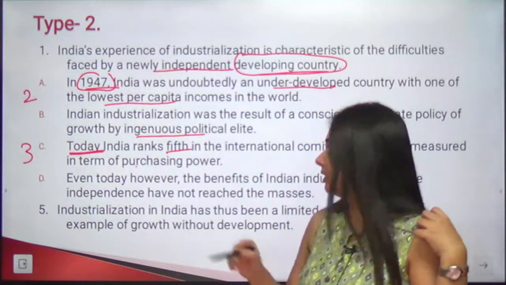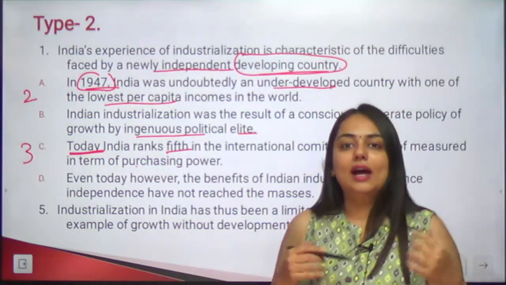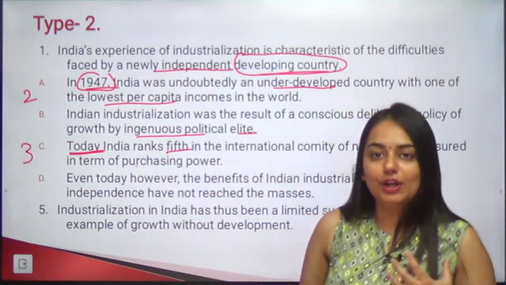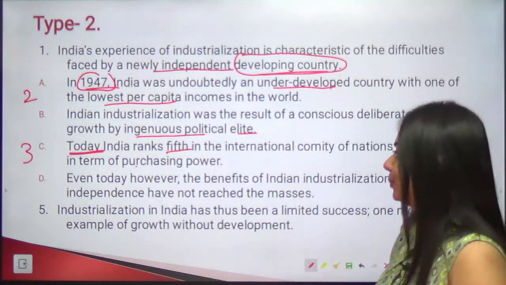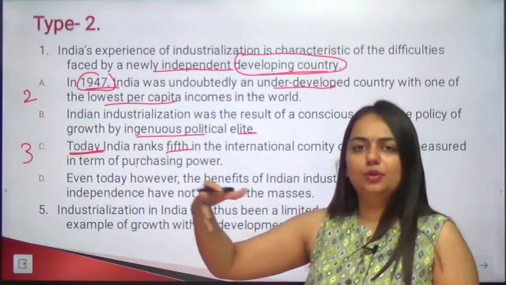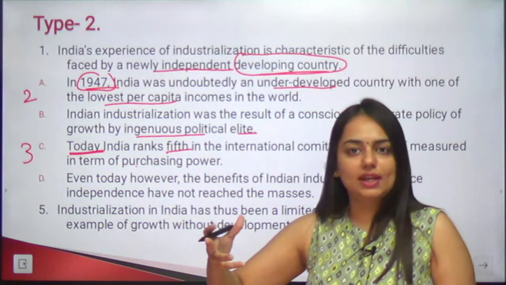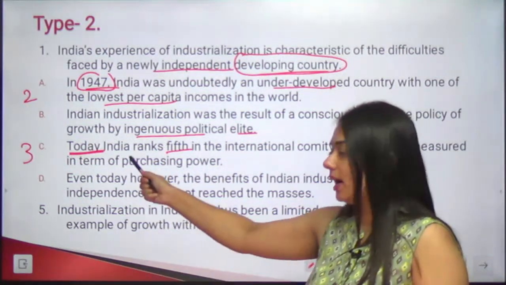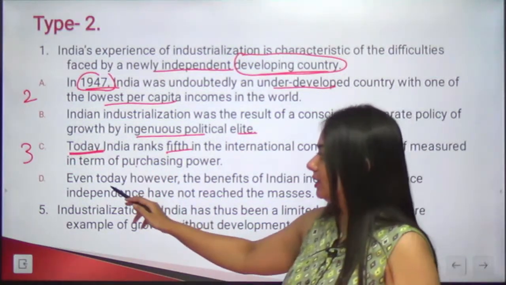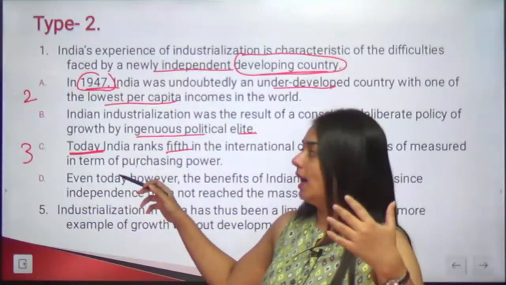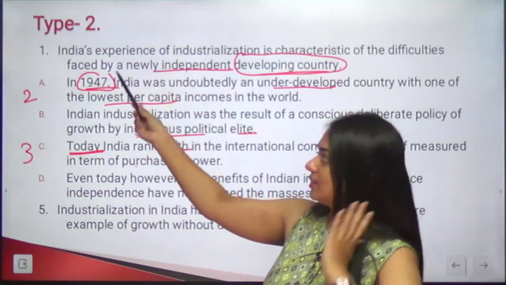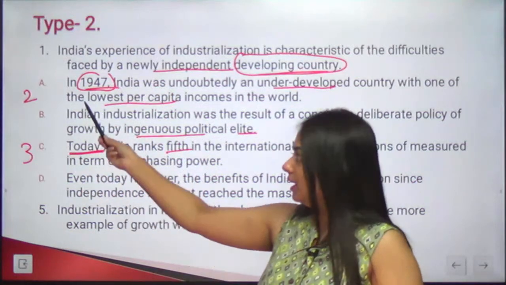Reading it further, Indian industrialization was the result of a conscious, deliberate policy of growth by ingenious political elite. I would say the intellectual people, the creative people, ingenious people. So okay, this is a further description of the same thing, that how we achieved this rank, right? Now that we have guessed the first, second and third sentences, we are left with 2.